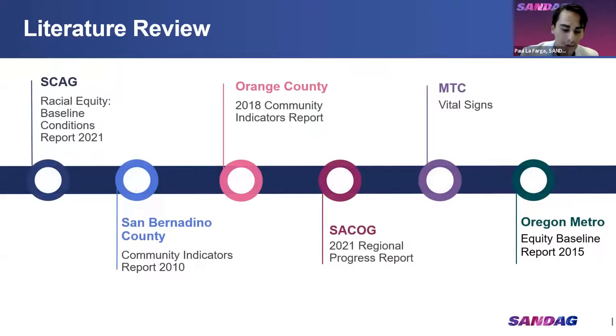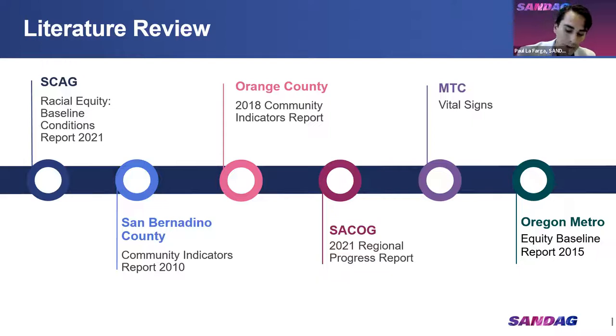Okay, back to the literature review. This slide shows a list of best practices that we found through our research. We consider these reports to be best practices because of the indicators that were used, but also because of the processes that went into completing them. Oregon Metro, for example, went deeper in their process than we could probably do, but we really like their final products. That's why we included it.